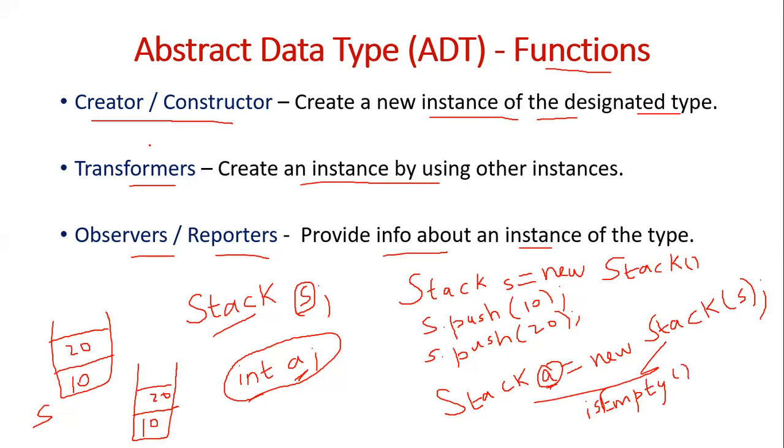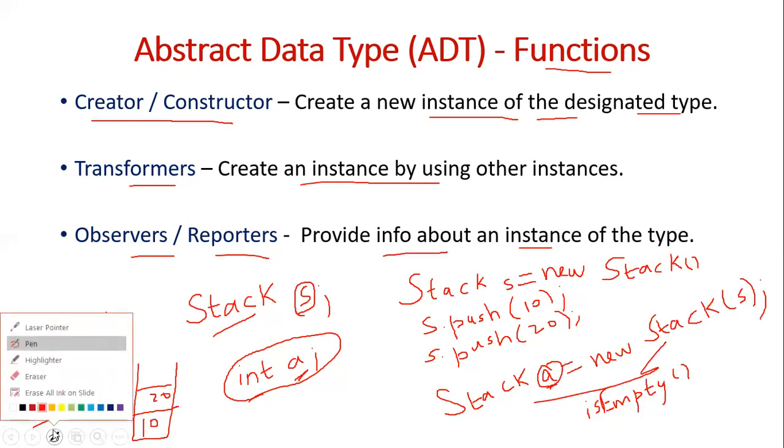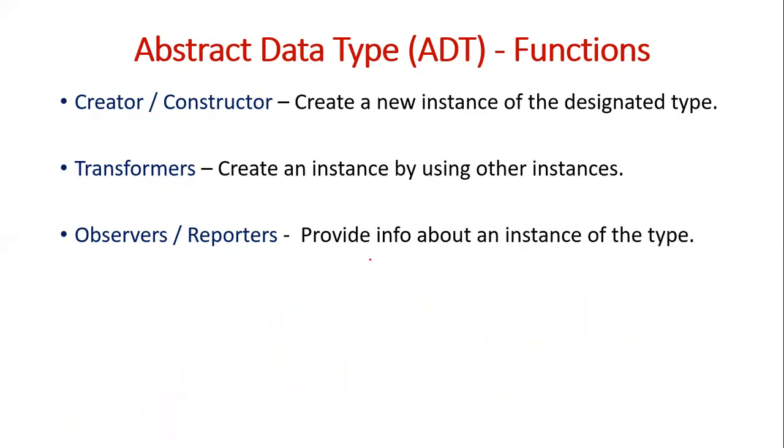So a typical abstract data type will contain these functions. Creator, which is used to create a new instance of that particular designated type. A transformer is also used to create an instance by using other instances, and observers or reporter, which is used to provide information about the instance of a particular type. Okay.